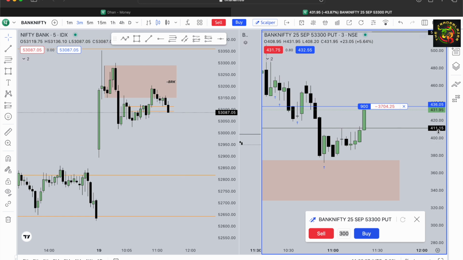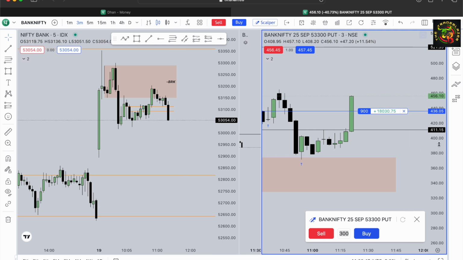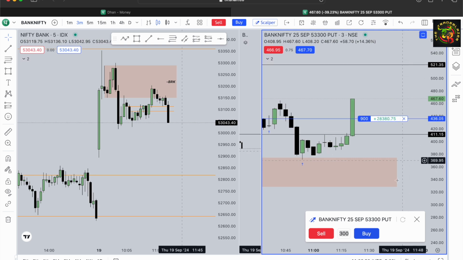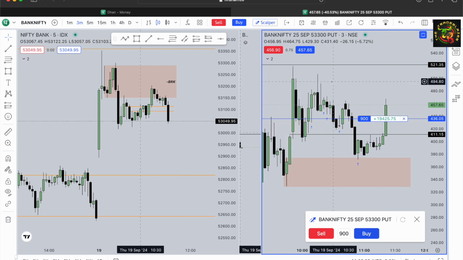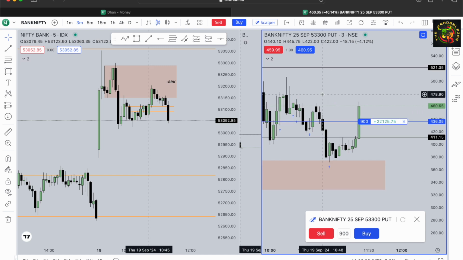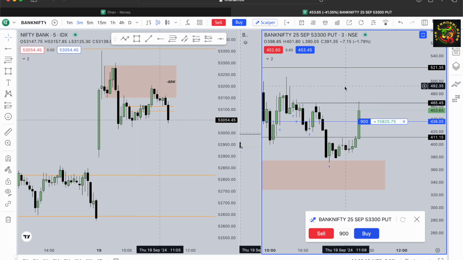I had to skip a lot of the video, guys. Now you can see we are getting nice momentum after price tapped into the order block and retraced back, and you can see there's a good fall in the price. There's a good fall in the Bank Nifty chart. Okay, so therefore we are getting a nice rise in the premium as well, and I'll try to be ready to close the trade, and let's see.